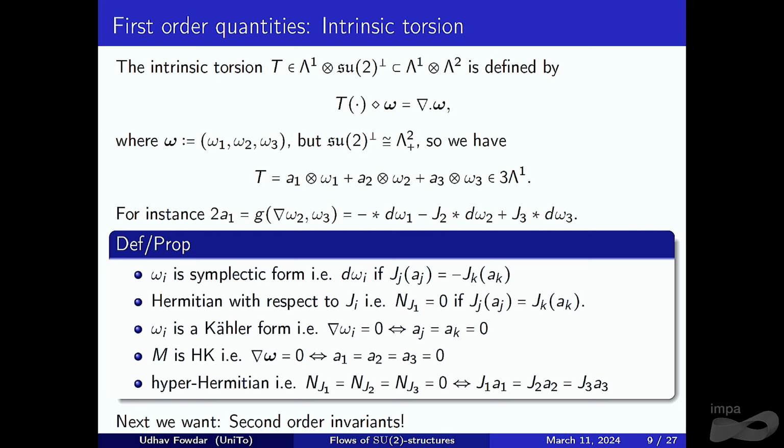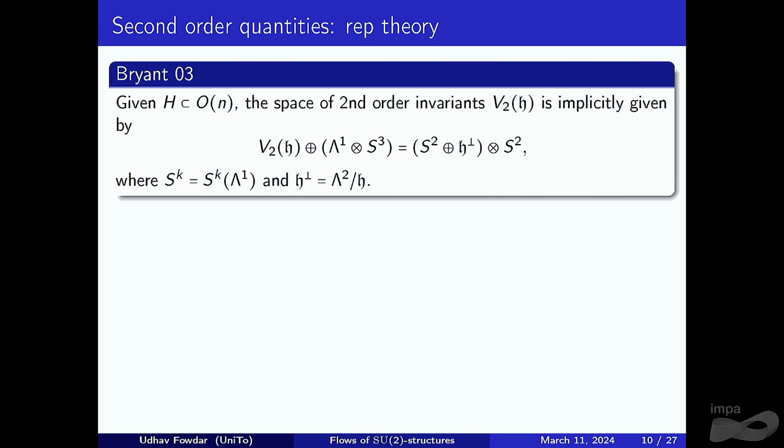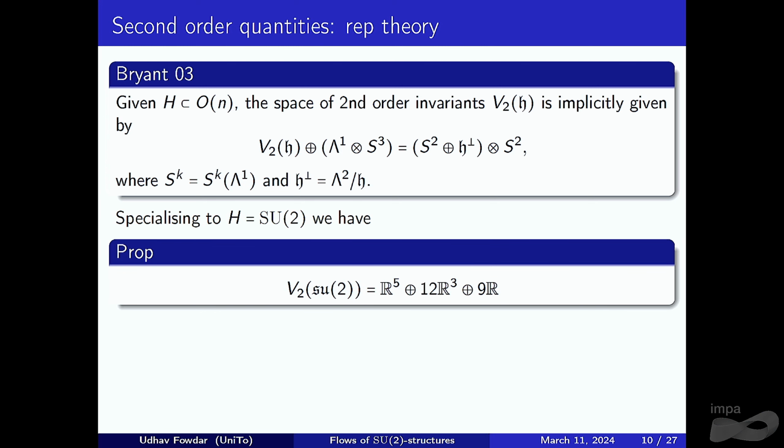So next, we'd like to find second order invariants. Now, there's a result due to Bryant in his remarks that any second order invariant of an H structure, where H induces a metric, can be computed from this representation theoretic argument. Here, lambda 1 is simply the space of one forms. S3 here is the space of symmetric 3 tensors. H perp, as usual, is the complement of H inside so(4), so the Lie algebra of that. I don't want to tell you about this formula, but what I would like to do is specialize this formula to the case when H is equal to SU2.